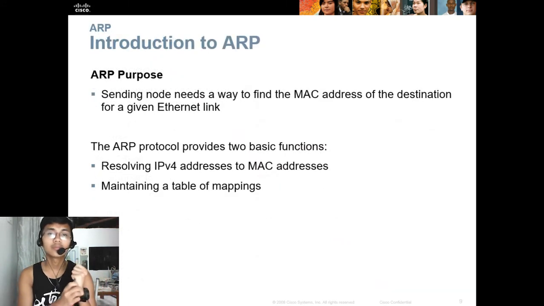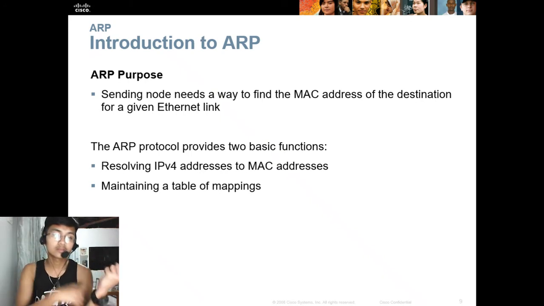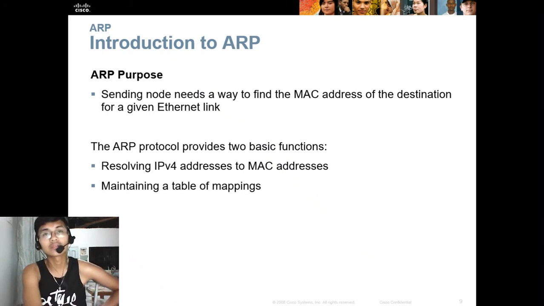Introduction to ARP. ARP purpose: a sending node needs a way to find the MAC address of the destination for a given Ethernet link. The ARP protocol provides two basic functions: resolving IPv4 addresses to MAC addresses, and maintaining a table of mappings. So the ARP is mainly used for searching for the MAC addresses, and of course finding the correct pathway in sending frames to the destination also.